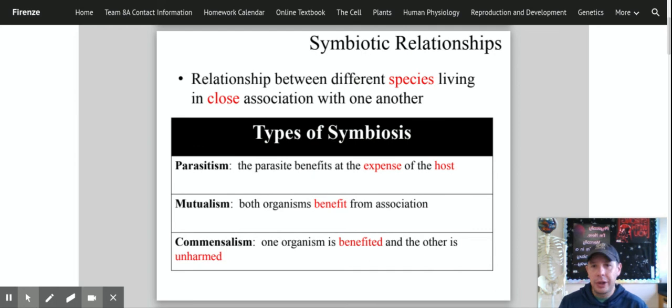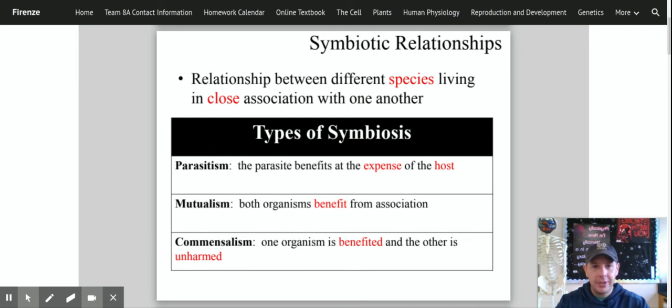Do they help each other? Do they hurt each other? What are they doing to each other? So again, to review, parasitism is when one organism is benefited at the expense of a host. It harms the host that they are using. Mutualism, both organisms are benefited. Yay. And commensalism is when one organism is benefited and one is unharmed.